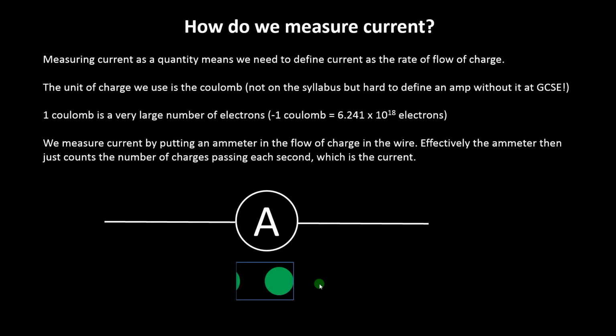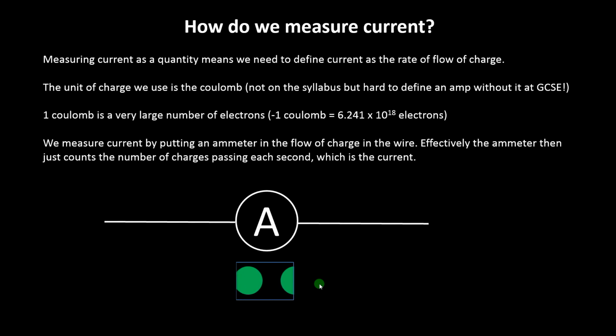Okay, so if we let those coulombs flow past, then every time a coulomb flows through the ammeter, it counts. And so if there are 2 coulombs flowing through every second, then it's a current of 2 amps. If there are 5 coulombs flowing through every second, it's a current of 5 amps. That's what the ammeter does.